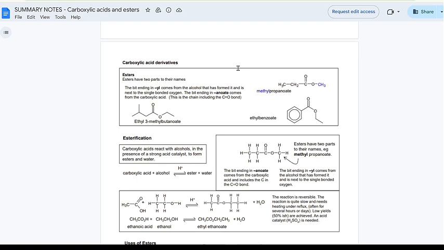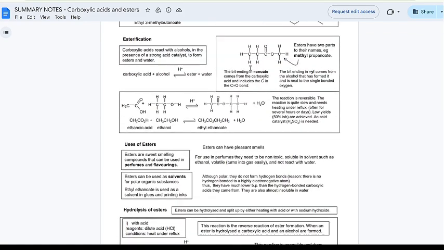Carboxylic acid derivatives. Okay, esters have two parts to their names. The bit ending in "yl" comes from the alcohol that's formed it, and is next to the single bond oxygen. The bit ending in "anoate" comes from the carboxylic acid. Okay, good. Esterification. Carboxylic acids react with alcohols in the presence of a strong acid catalyst to form esters and water. Okay, we know all of this stuff.